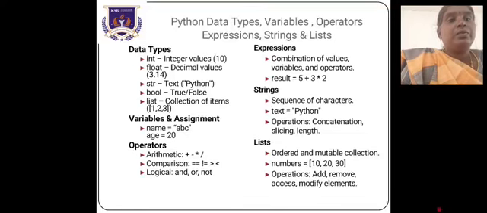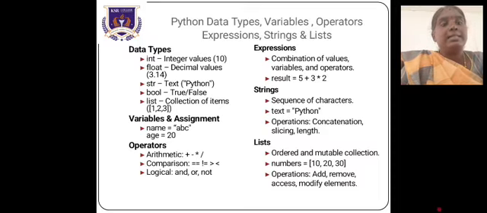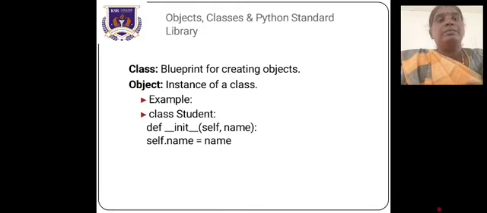Strings, the sequence of characters. text = "Python". Operations: concatenation, slicing and length. Lists, ordered and mutable collection. numbers = [10, 20, 30]. Operations: add, remove, access, modify elements.